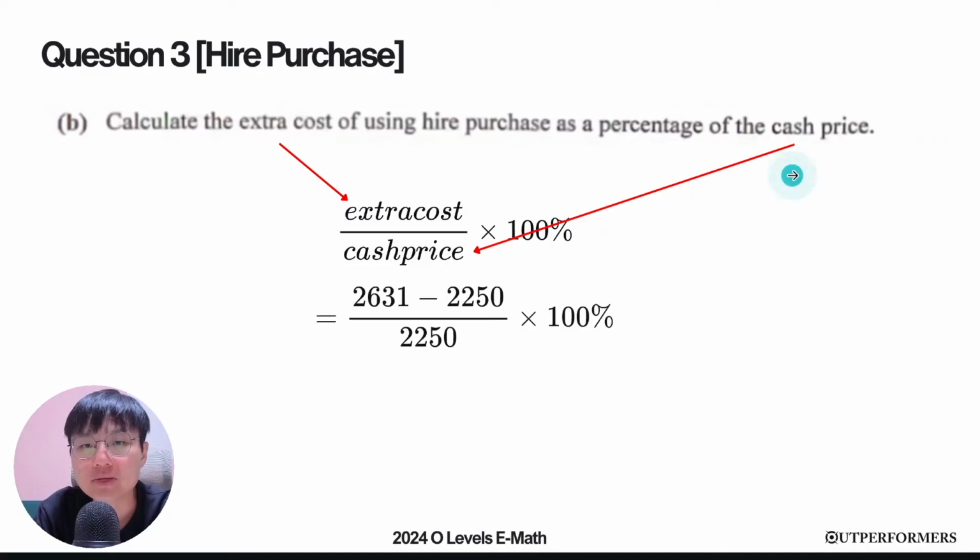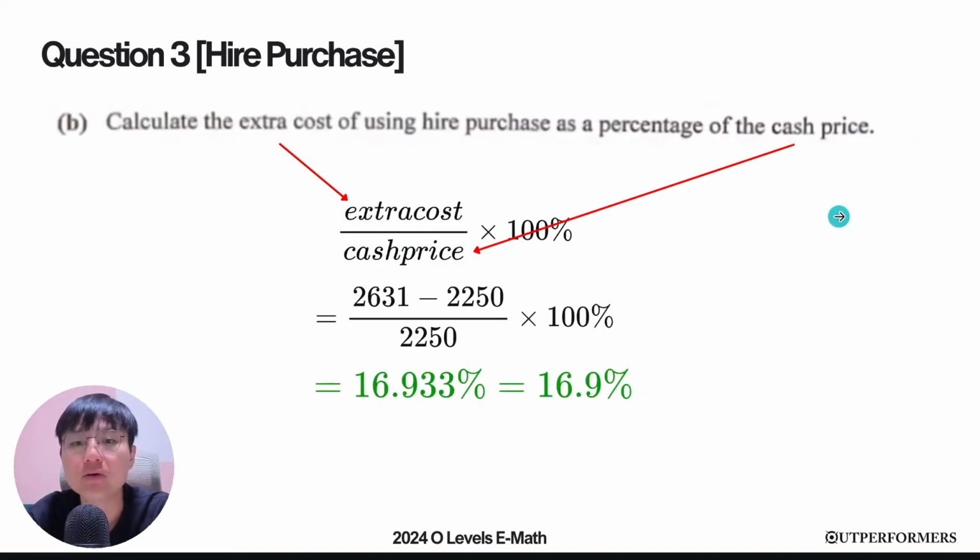And then we can start filling in the numbers, right? So for extra cost, we have 2,631 minus 2,250, and then we divide by 2,250 times 100%, and we will have 16.9% for part B.